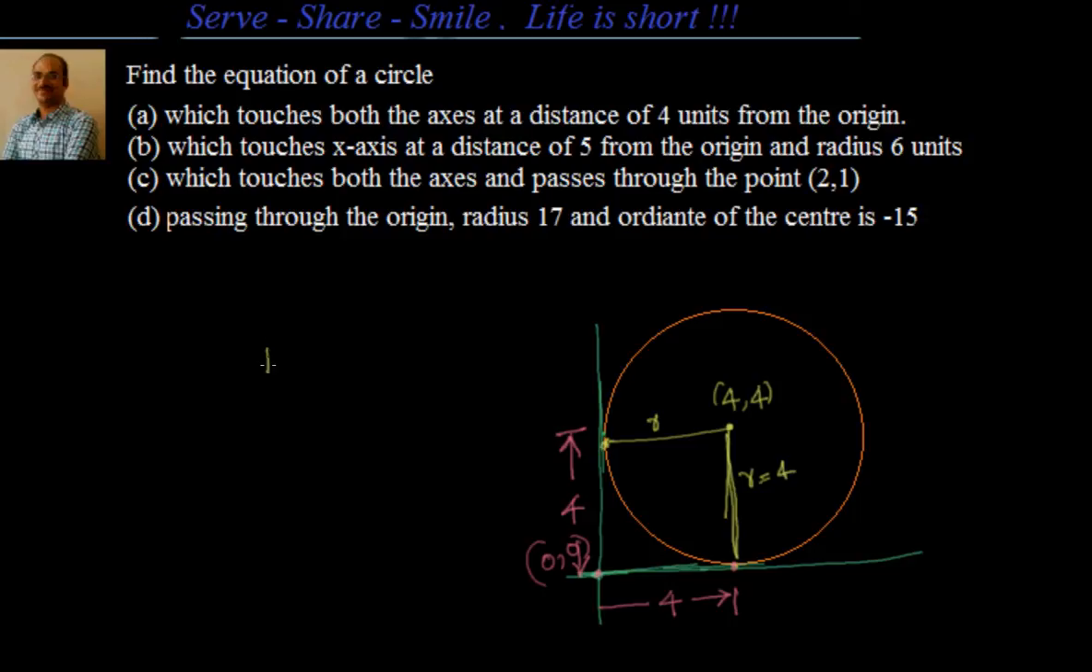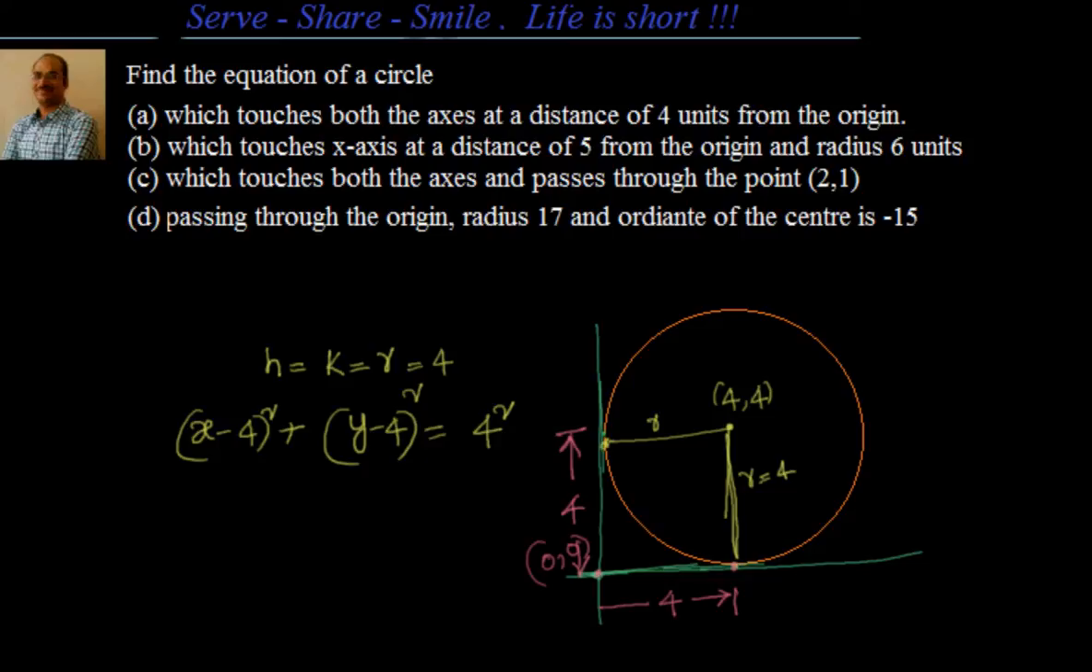So this is the scenario where, if you remember, if the circle touches both the axes, then h equal to k equal to r. Then it becomes pretty simple. I can say x minus 4 whole square plus y minus 4 whole square equal to 4 square. The point to understand is, a distance of 4 units from the origin means the coordinates of the center are 4, 4 and the radius is 4. So h equal to k equal to r equal to 4.